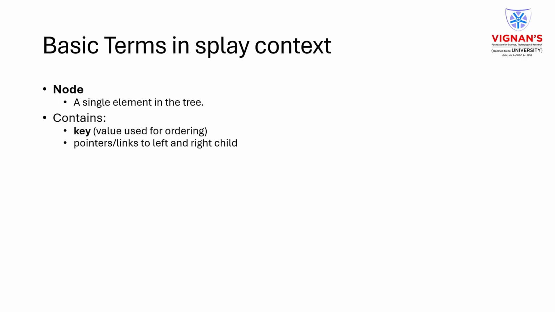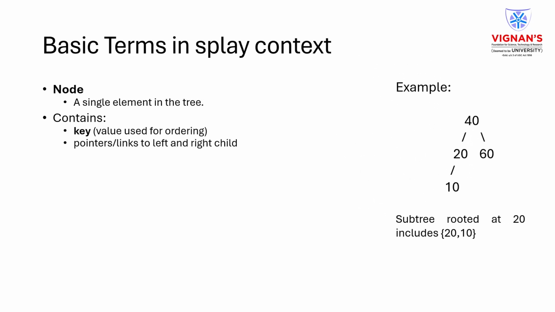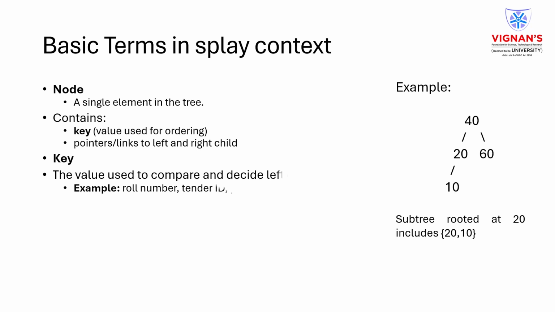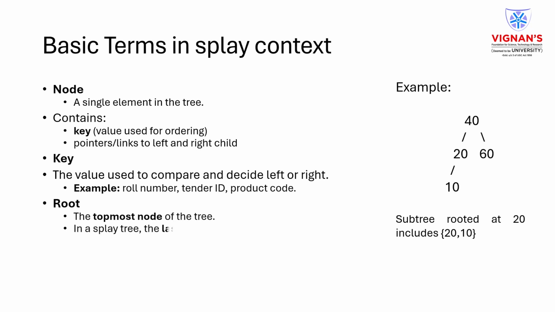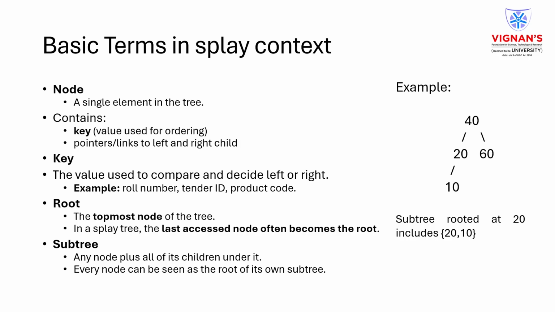Next slide, basic terms in splay context. A node contains the key and pointers to children. The key decides whether to go left or right. The root is the topmost node, and in splay trees the root often becomes the most recently accessed node. A subtree includes a node and all its children.